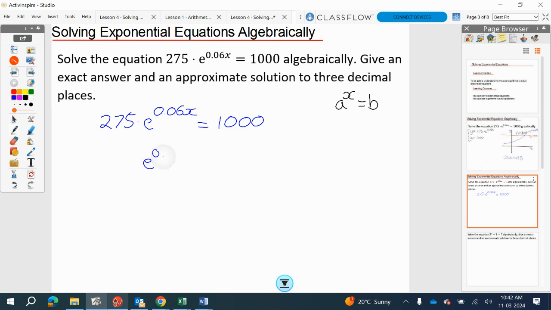We get e to the 0.06x is equal to 1,000 over 275. So simplify this fraction. Obviously, both of these numbers are divisible by 25. There are 4 25s in 100, 8 in 200, so 11 in 275, and this one's 40. We get to this point.